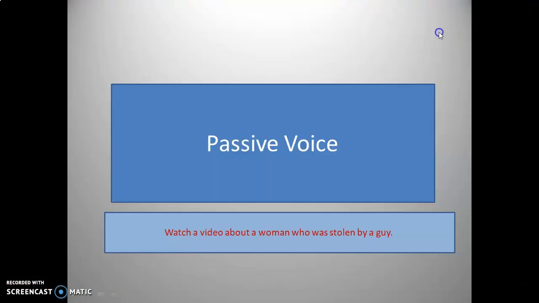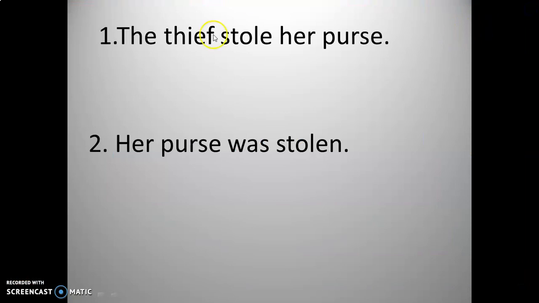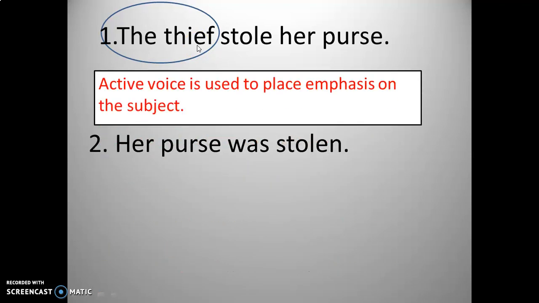Let's read these two sentences to know what I'm talking about. Sentence number 1. The thief stole her purse. Did she know who stole her purse? Yes, the thief. So this one is called an active sentence. Why? Because I use active voice. When to use active voice? Active voice is used to place emphasis on the subject.